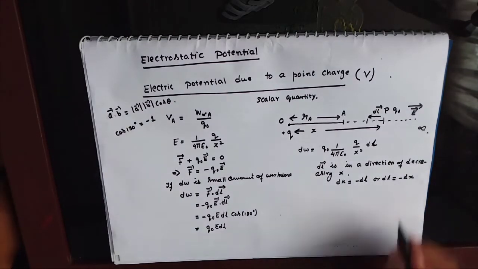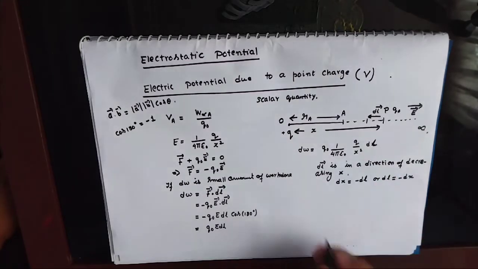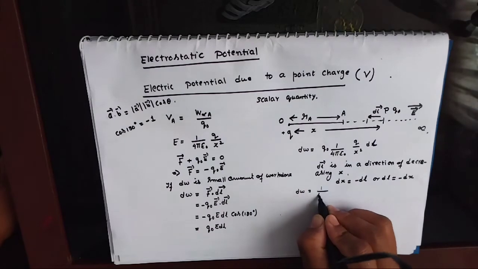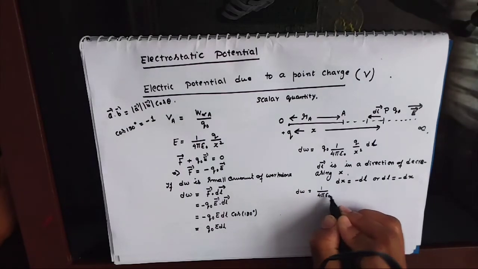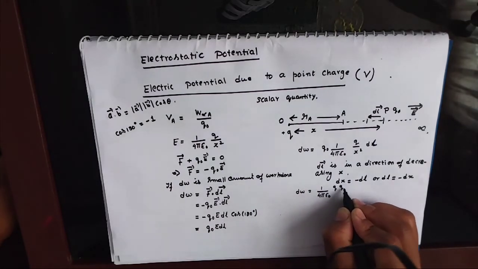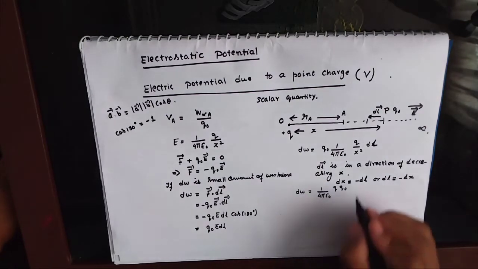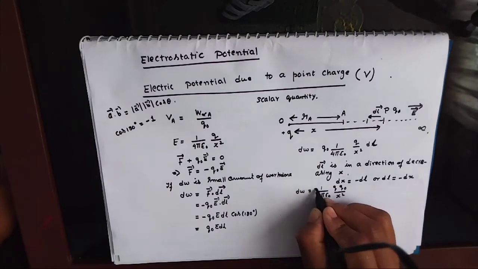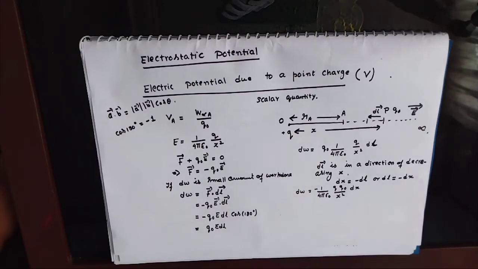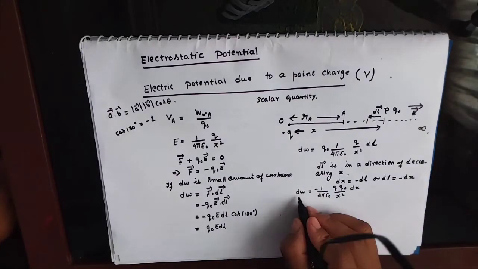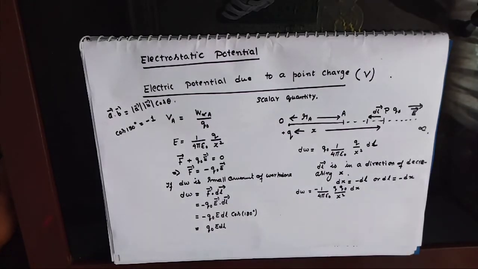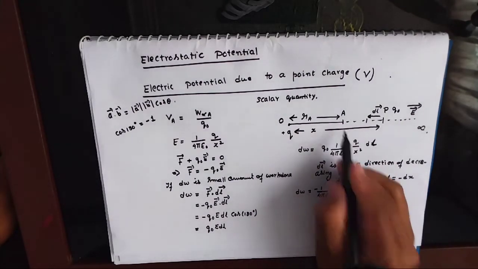Then if we substitute this equation here, we will have dW equal to 1 by 4 pi epsilon naught, Q and Q naught, divided by x square, with minus dx. Now we want to find the amount of work done in bringing this Q naught from infinity to a point A.